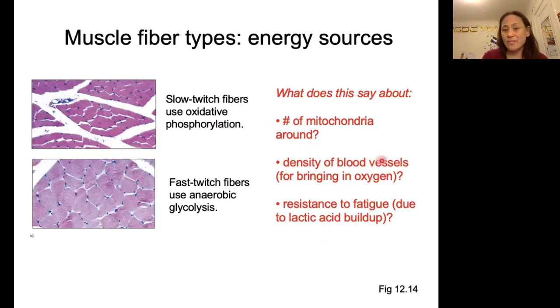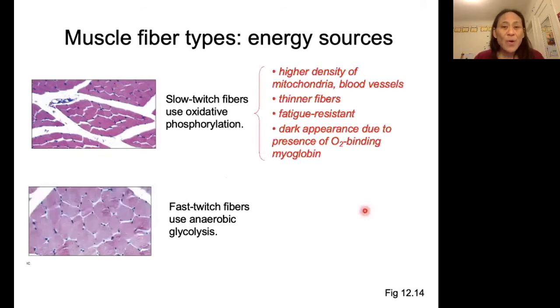Okay, so just remember blood vessels are going to be bringing oxygen into the muscle tissue. Fatigue is going to be due to lactic acid buildup in the tissue. Please take a moment, hit pause, think about these questions and see what you can come up with. I'll give you a few seconds. Okay, so hopefully you put some thought into those questions that I posed in the previous slide.